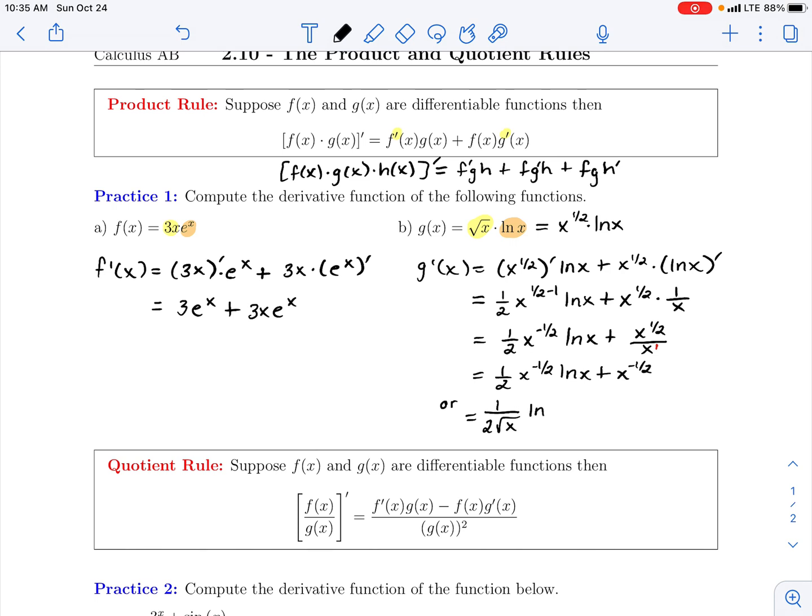So we could rewrite this as 1 over 2 root x times ln of x plus 1 over root x, which is again equivalent to ln of x divided by 2 root x plus 1 over root x. Okay, so honestly, I'm fine with this, but here, if you have it on a multiple choice or something like that, these are also below it equivalent.